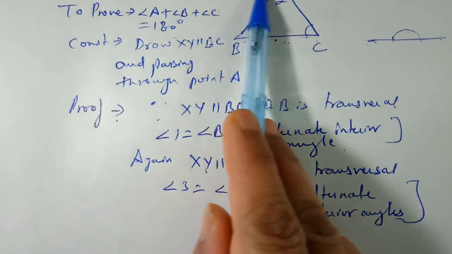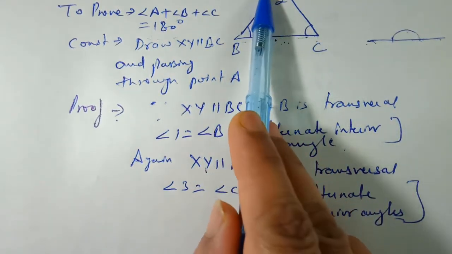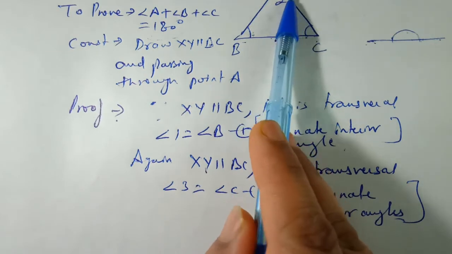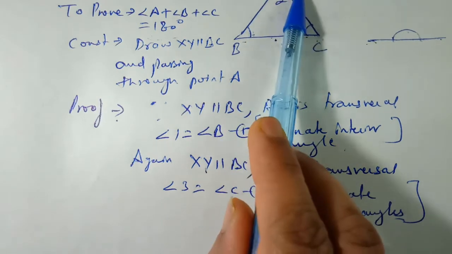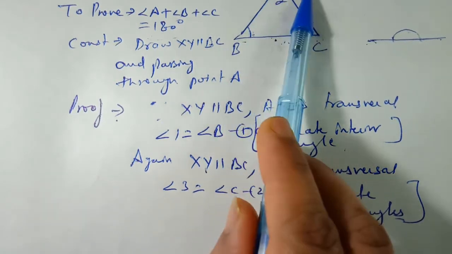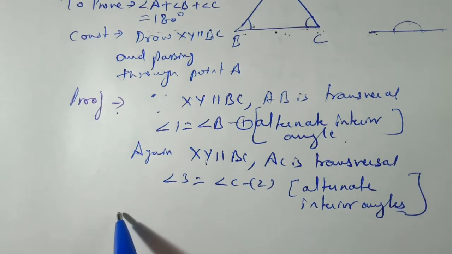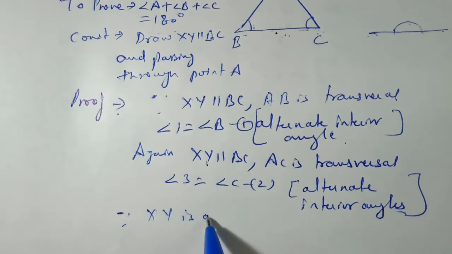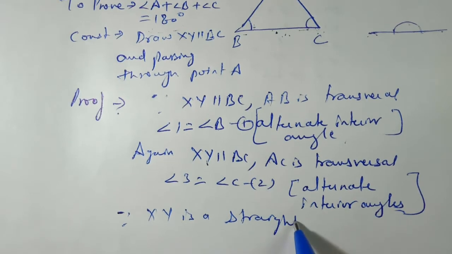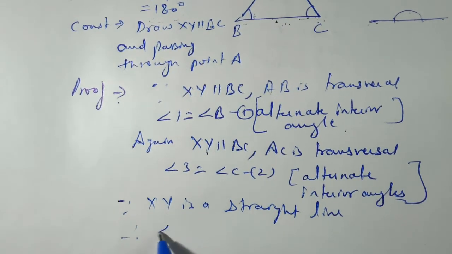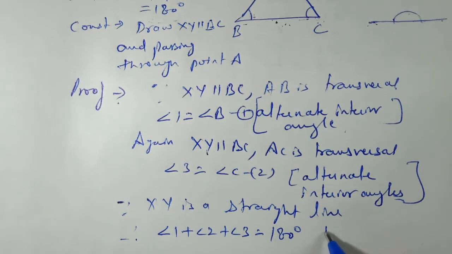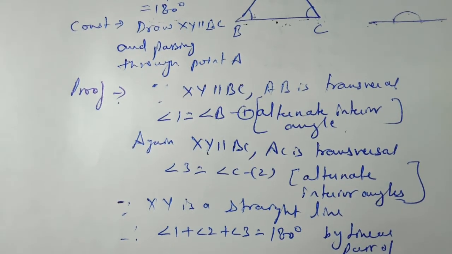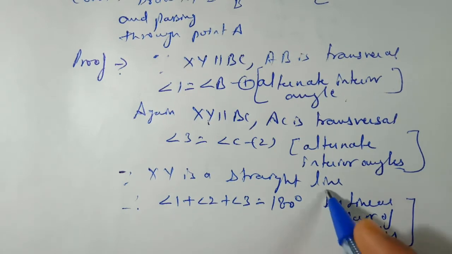Now using the relation of a straight angle, but we have to write linear pair, because in a straight angle, if rays are standing, then the concept used is of linear pair, because many angles are forming. Since XY is a straight line, therefore angle 1 plus angle 2 plus angle 3 is equal to 180 degrees by linear pair of angles.